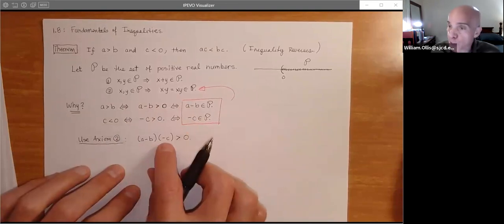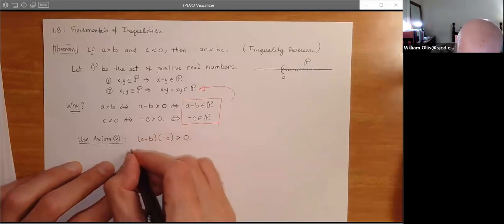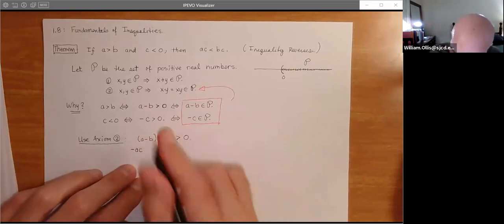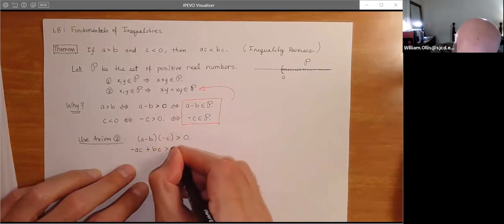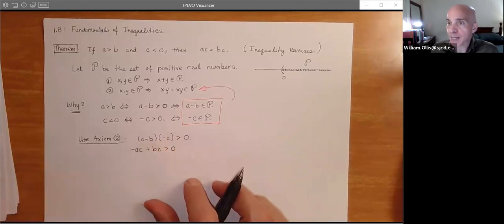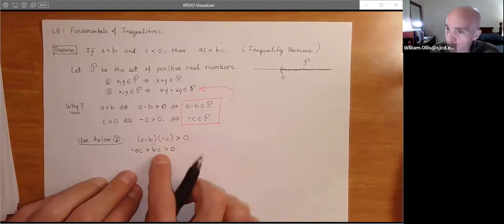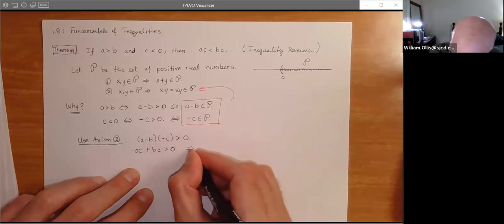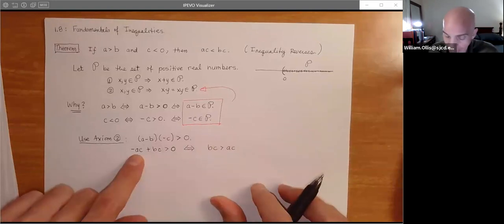So now we're going to use the distributive law, which we assume to be true. So we have A times the negative C. So that's going to be a negative AC. And then we have a negative B times a negative C. So that's going to be plus a BC. And this should be positive. So again, we're using the distributive law and a theorem that says the additive inverse times the additive inverse is the positive, okay? And now, obviously, what we're going to do, we're going to add AC to both sides. So equivalently, BC will be greater than AC by adding AC to both sides.